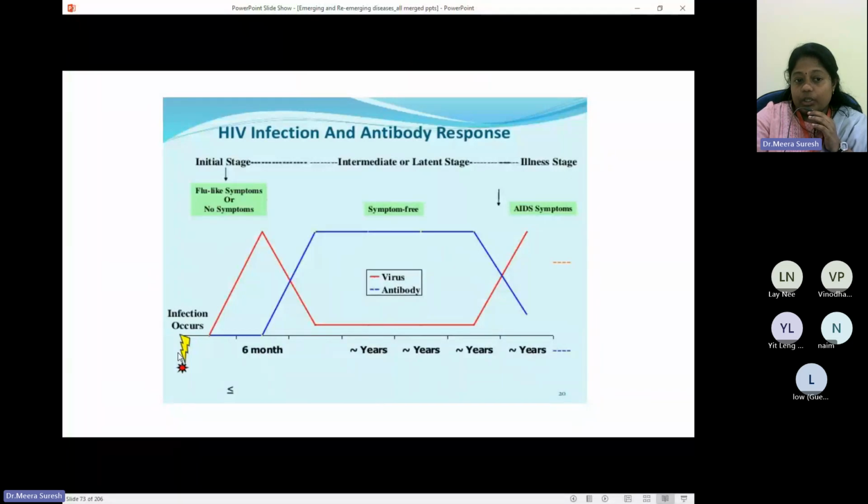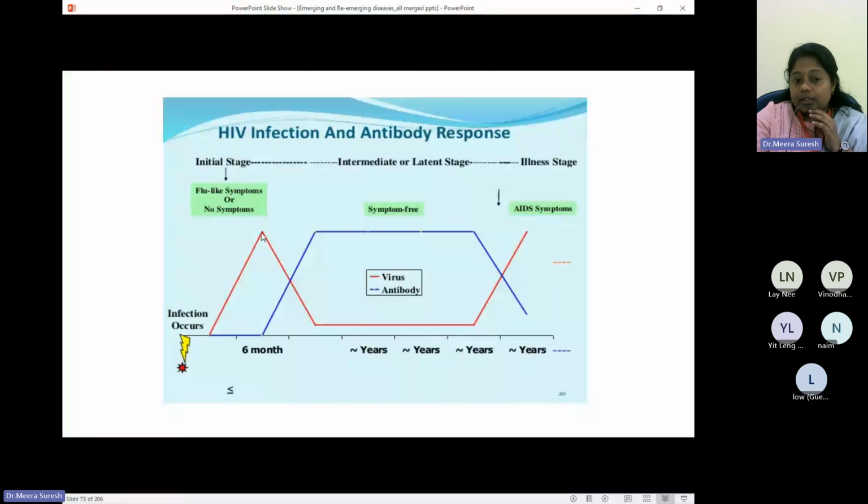So the infection is occurring. Initially, within a few months, we can see in some patients, not all, flu-like symptoms, or there are no symptoms at all. And then the activity is reducing. It will go into a latent stage for years and years. And then after years, when profound immunosuppression has taken place, the symptoms come up, the AIDS symptoms.